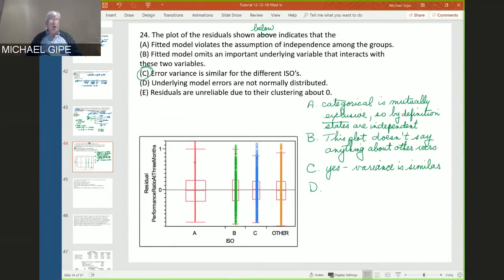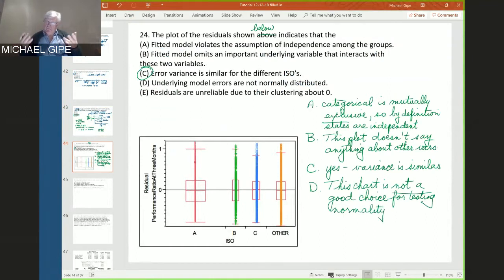How about the underlying model errors are not normally distributed? Well, this chart is not a good choice for testing normality. I mean, you can kind of look at it. Is the concentration heavier in the middle? But really, it doesn't. You'd have to take a big leap of faith.